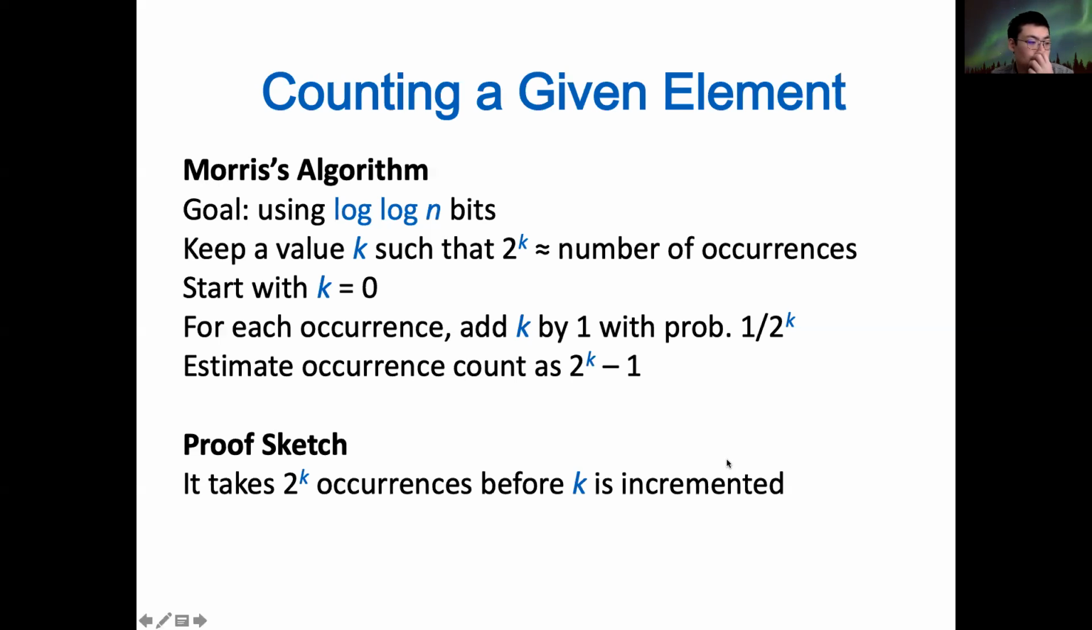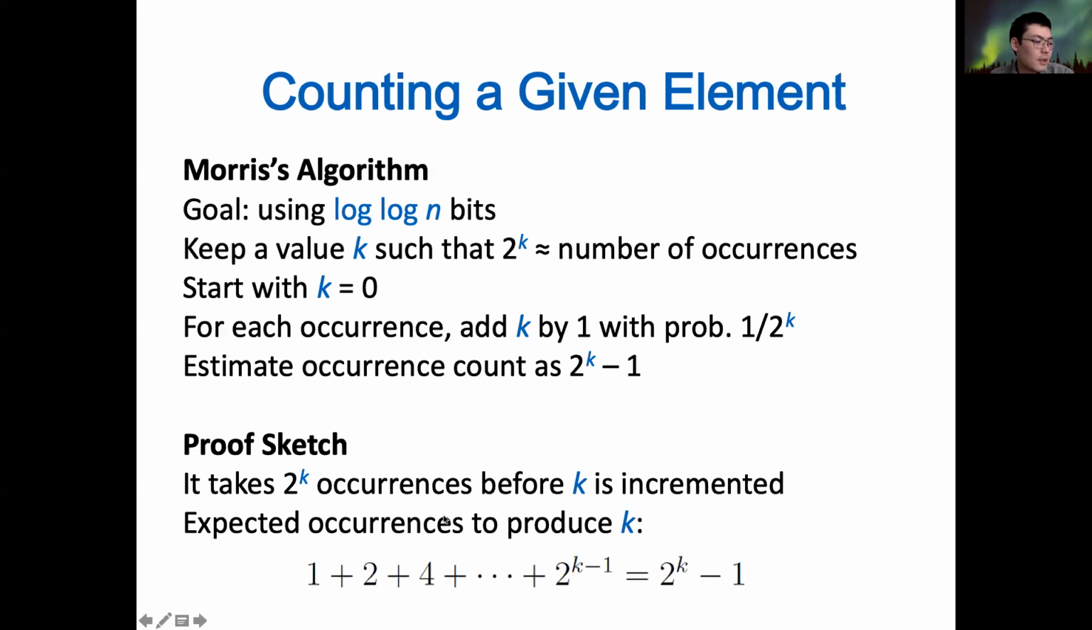So how do we see that? Think about it. Let's say now our count is k. That means in expectation, initially you have 1, because k equals 0 and 2 to the power 0 is 1. Then after k becomes 1, you increment k when you see an apple with probability only half. You need to see 2 apples to increment to 2.